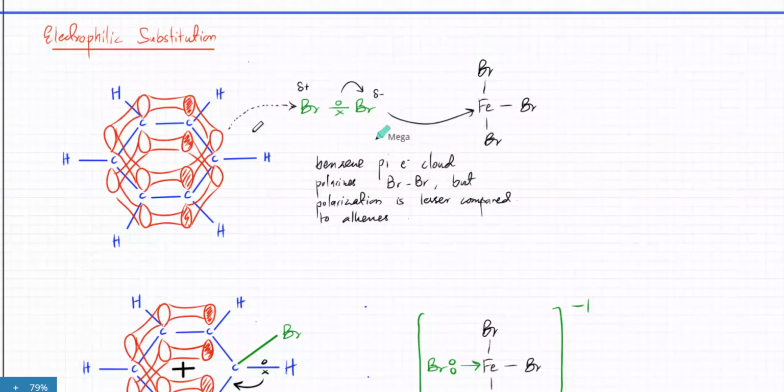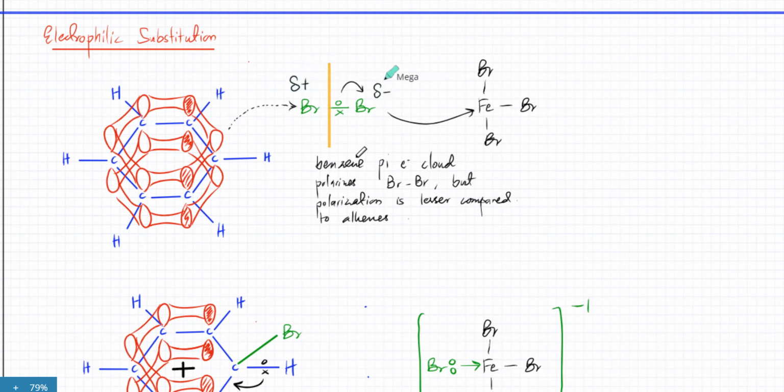Think of it this way: benzene over here is trying to push the electrons in this bond towards the right, repelling it. And iron on the other side is trying to attract those very same electrons. Now the polarization would increase. The electrons will move more towards the right, and the negative charge on this bromine will increase, and the positive charge on this bromine would also increase.